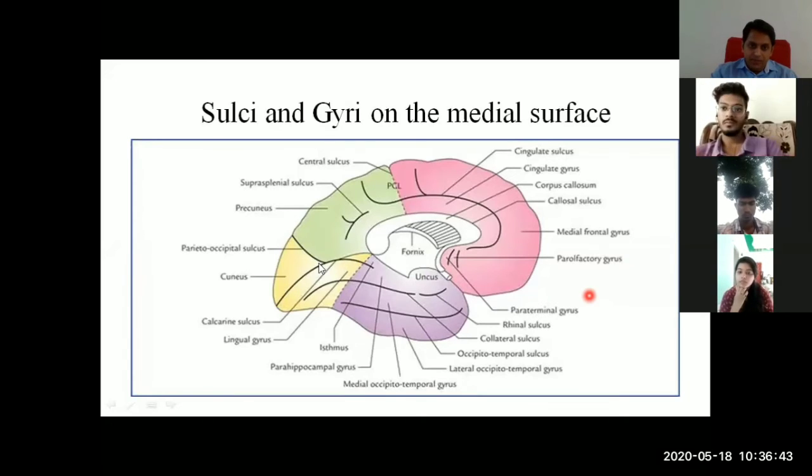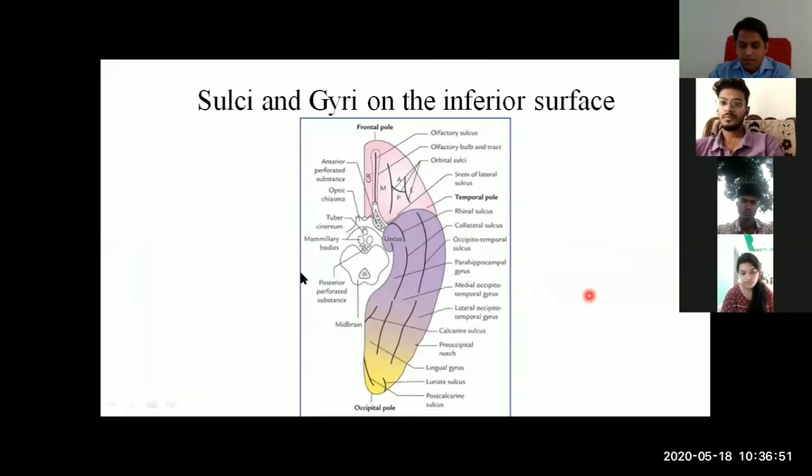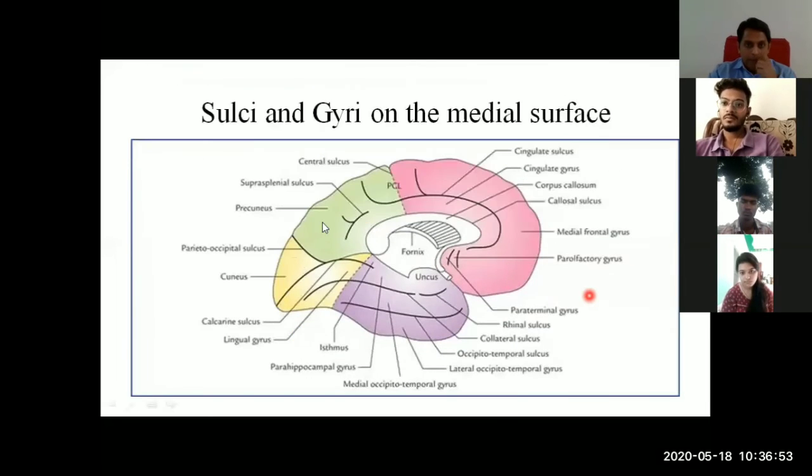Now, can you see here? It has divided this medial surface into two parts. This triangular one is called the cuneus, and the quadrangular one is called the precuneus. The cuneus is triangular and the precuneus is the quadrangular one. Okay. Now let us see the other sulci and the gyri which are present.